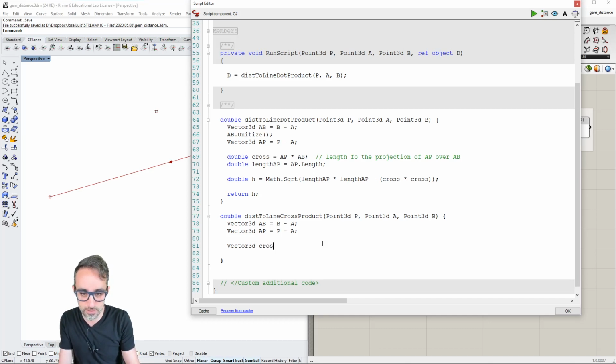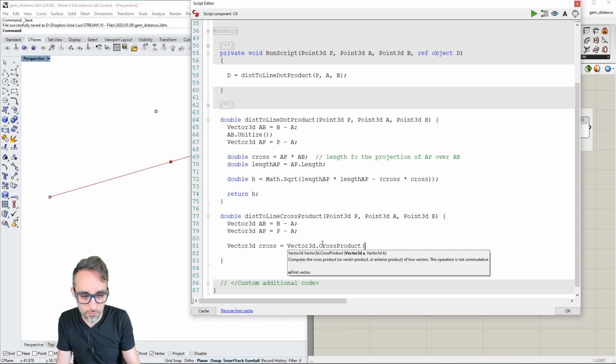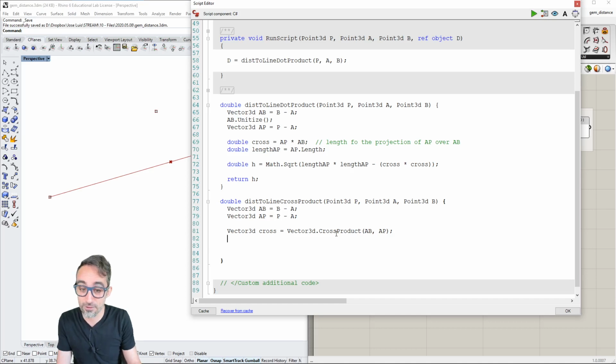So vector 3D cross product equals, and we can use, for example, the static function in Rhino Common. For example, AB and AP. And if you guys are interested in how to actually perform the cross product, there's a lot of documentation out there. I can point to some videos somewhere. Otherwise, if we have a few minutes, we can extend this and just do this manually. That might be a good idea. And then I have the cross product.